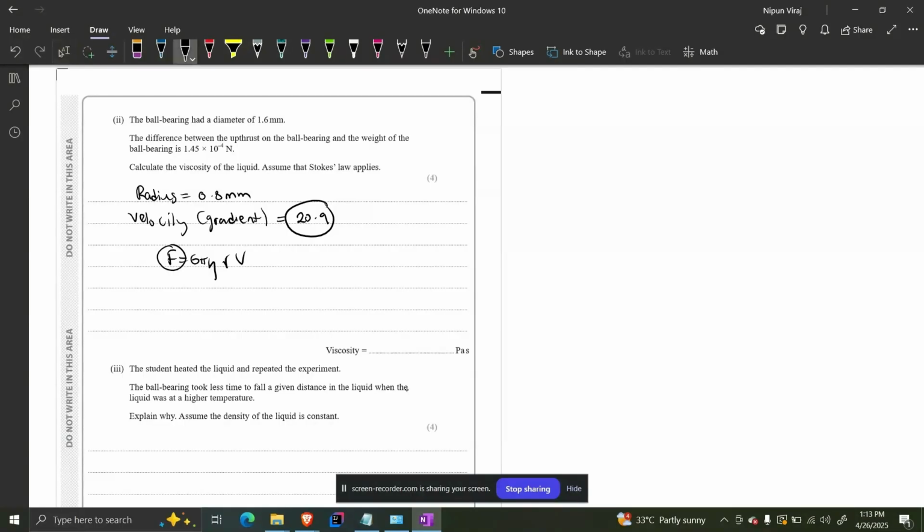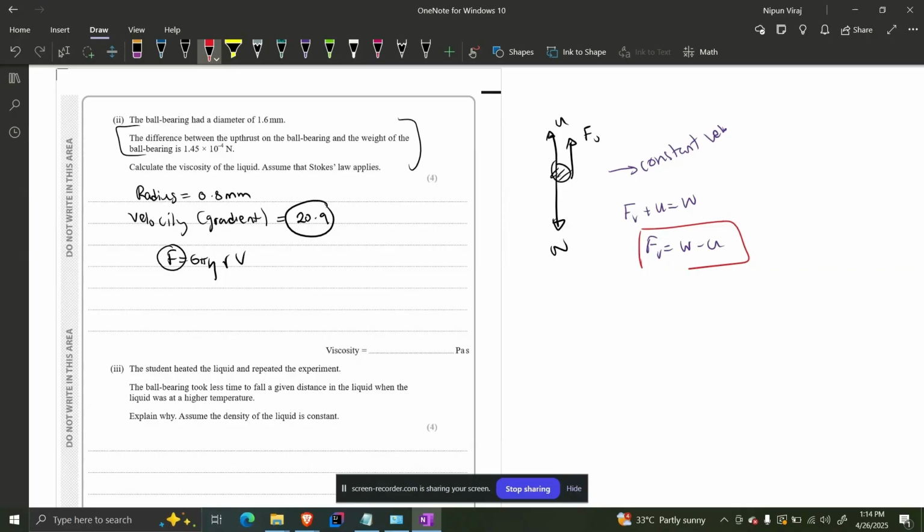Okay, so what the meaning of this is, if the ball bearing is falling downwards, this is the weight. There are two forces acting upward, one is upthrust and one is the viscous force. Here, if we apply F equals ma, no, it's not F equals ma, at this point we assume constant velocity. That means we can say Fv plus U is equal to W, and Fv is equal to W minus U. So what have they given as data? The difference between upthrust and weight means actually the viscous force. They have given the viscous force indirectly.